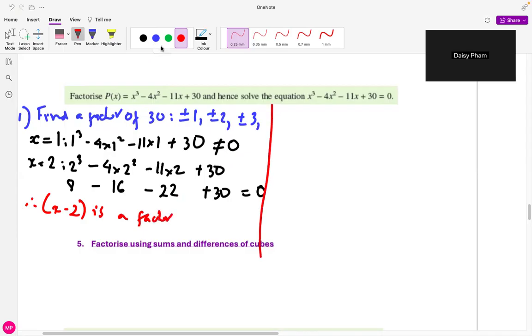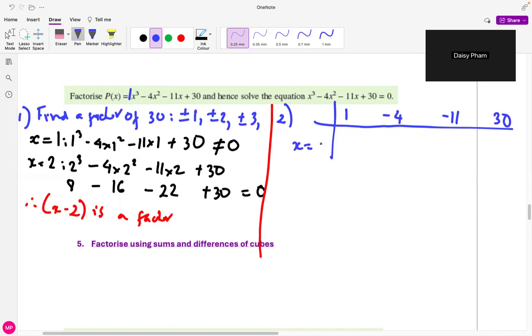Okay. Now your second step is you just do long division. You just draw a table and then you find out what's the quotient. So here you have the coefficients 1, -4, -11, 30. Right here, 1, -4, -11, and 30. And you divide it by x minus 2, so you write x equal to 2 here.